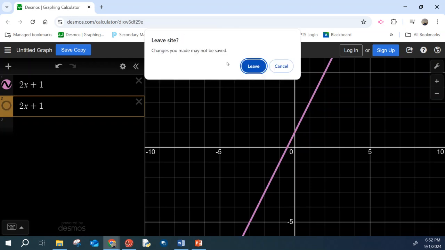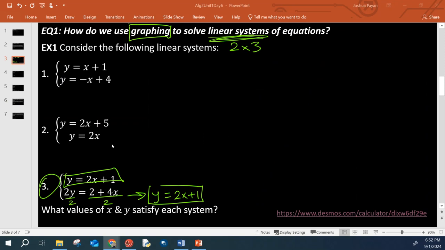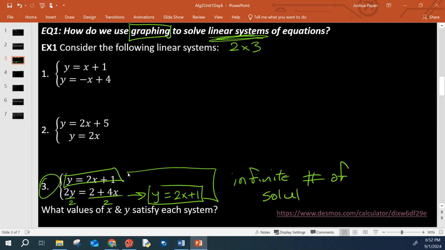So going back to how our solutions happen graphically, it's where they intersect. So if they perfectly overlap one another, meaning they're the exact same thing like they are here, that means that there's an infinite number of solutions. There's an infinite number of solutions because they intersect at an infinite number of points. They just continue and continue intersecting. So any given pair of x and y will satisfy this particular system.